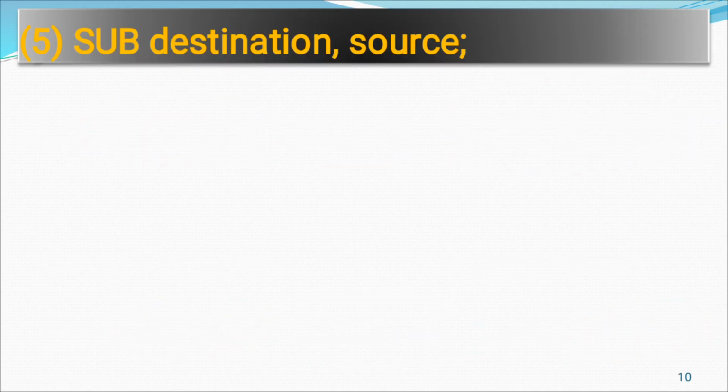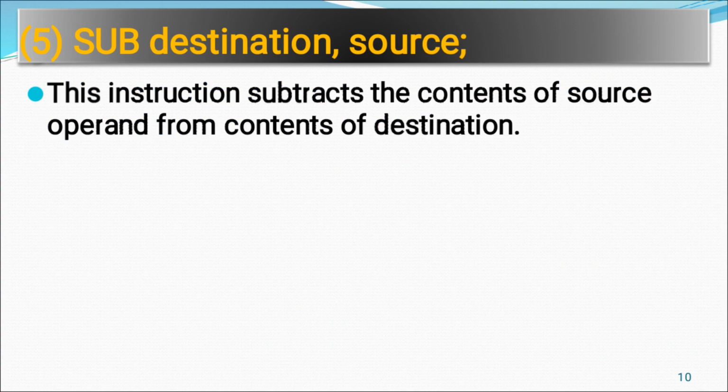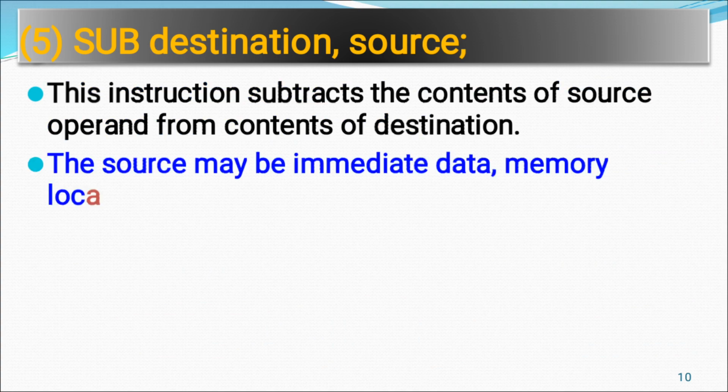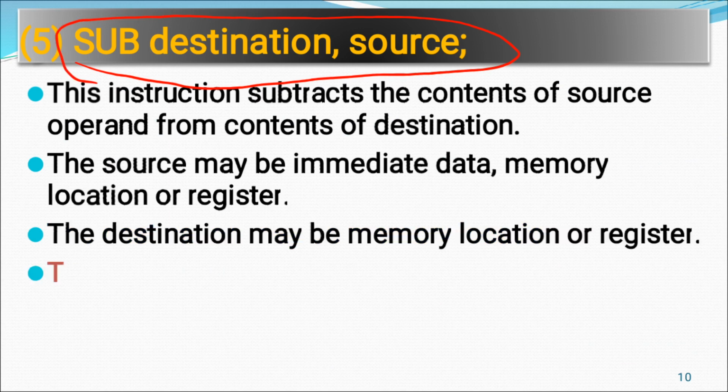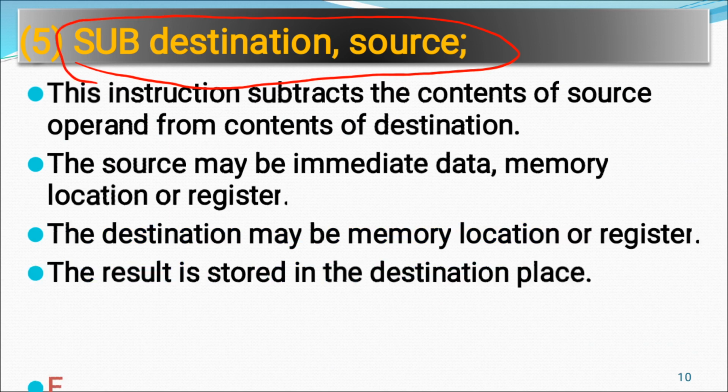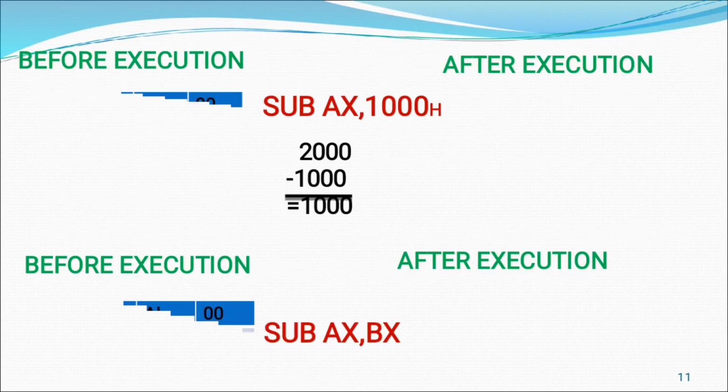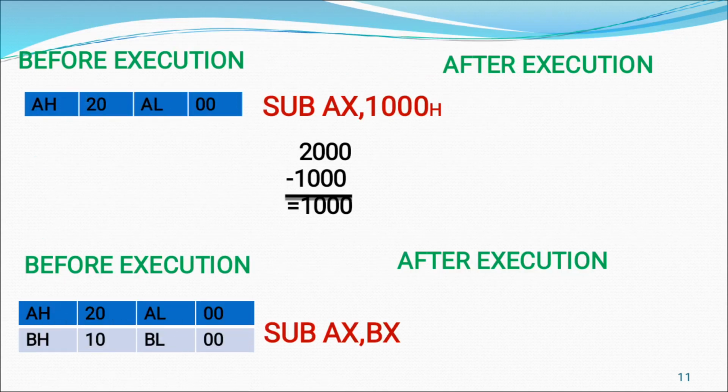Next we are going to discuss subtraction. SUB is the syntax for the subtraction instruction. SUB destination comma source. Here the destination is always the AX register, and the source can be any internal register, memory location, or direct data. Let us consider these two examples: SUB AX comma 1000, and SUB AX comma BX.